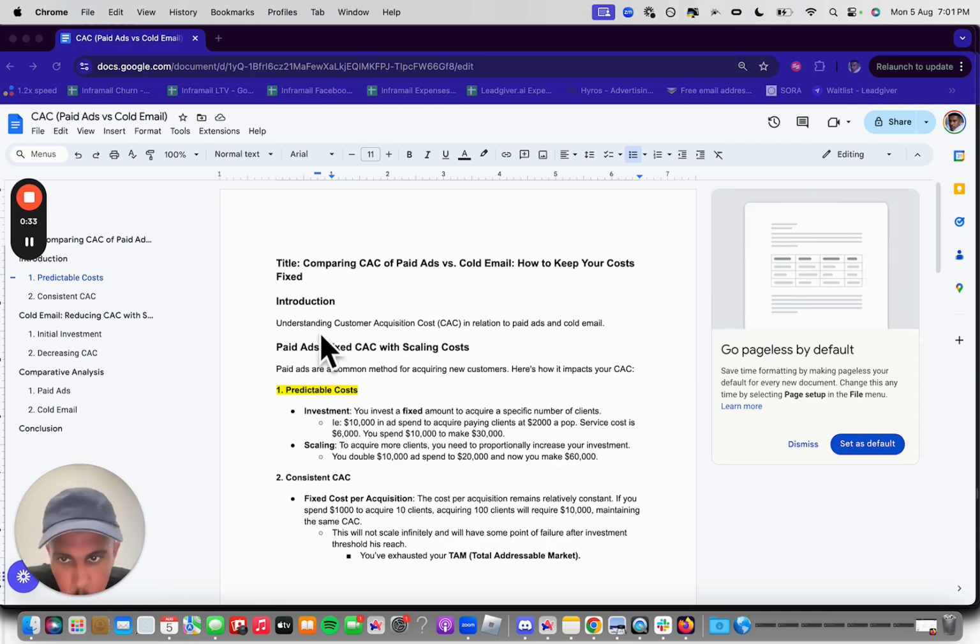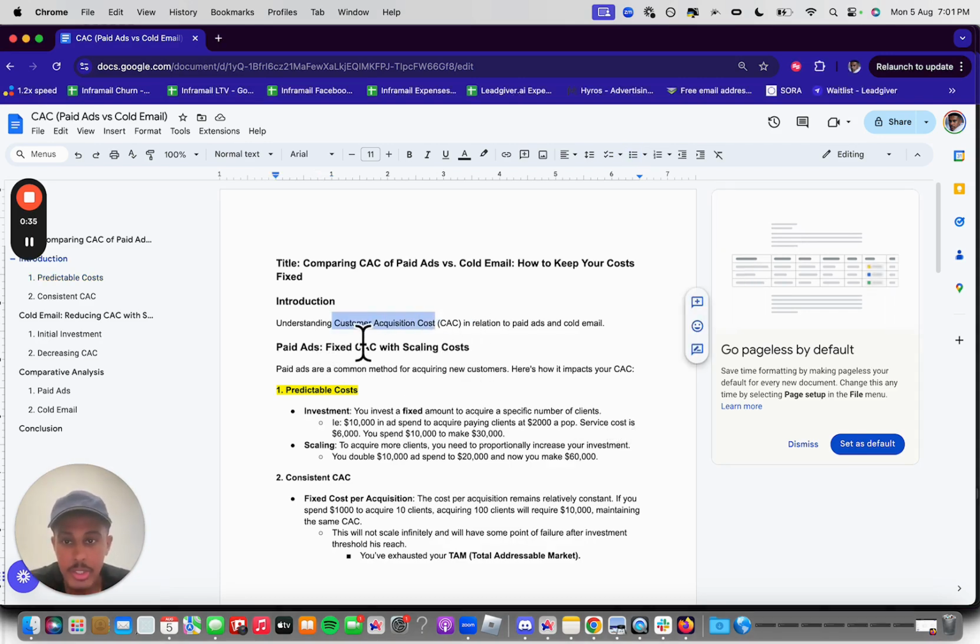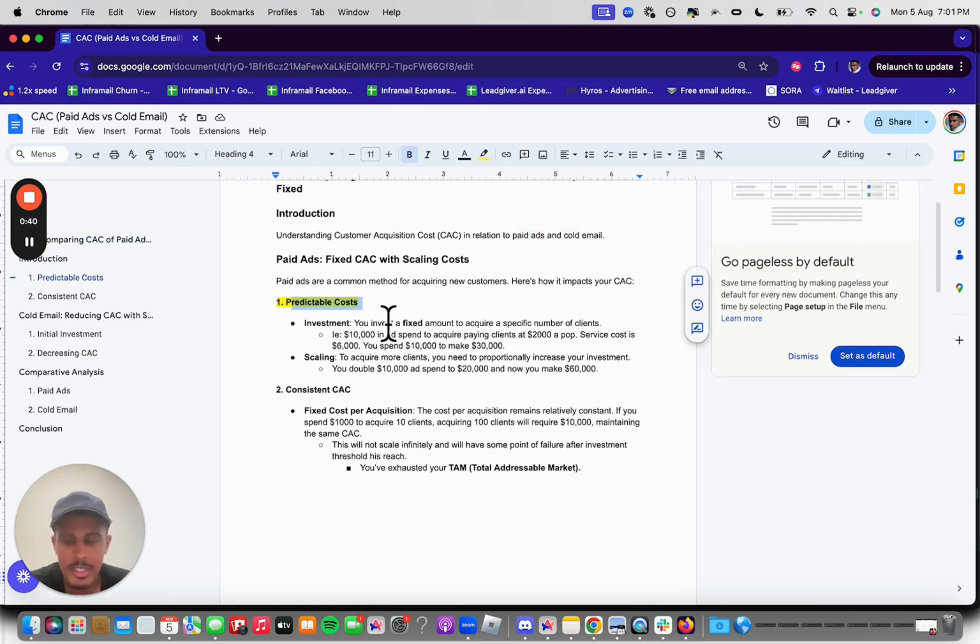So we're going to, first of all, introduce this, understanding customer acquisition cost in relation to paid ads and cold email, right? So I'm going to give you a very simple example, predictable cost, right? Your investment in paid ads, for example, let's say it's $10,000 in ad spend, and you are paying $2,000 a pop to acquire a client, and your service costs $6K, right? So you're basically making a 3x return on ad spend every time you close a client, because your customer acquisition cost is $2K. You're spending $10K. That means you're collecting $30K.